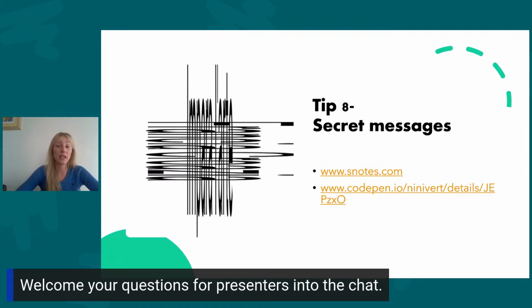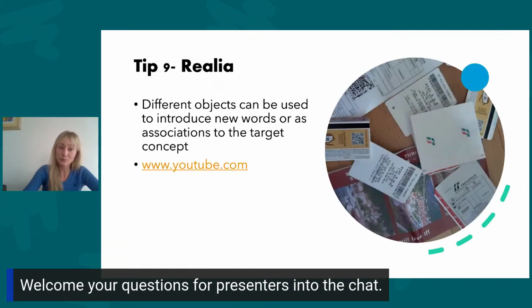As for the tip number 8, you can ask them to decipher something. You can have some secret messages written by using snotes.com or CodePen. It's easily done, and maybe they could get different clues that contain different parts of the definition, and they have to rearrange the clues to get the correct solution.